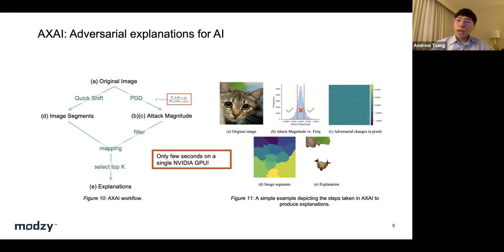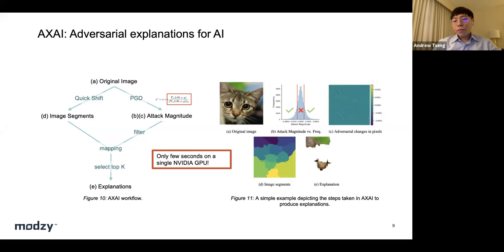As I mentioned, we have to filter out some parts of the attacks. As you see in figure 11B, we have two red straight lines. These are the thresholds. We throw away all the attacks in the middle, and we save the attacks that are not in the threshold. Basically, figure B is a histogram of attacks, which I will explain in the following slides. We also have to segment the original image into image segments, and this is in figure 11D.